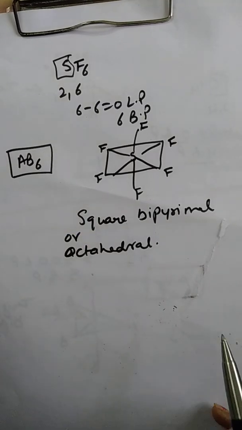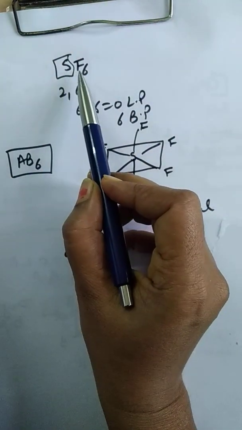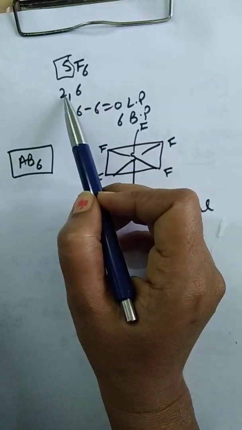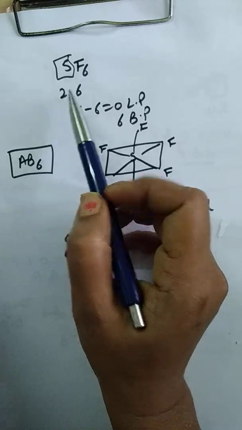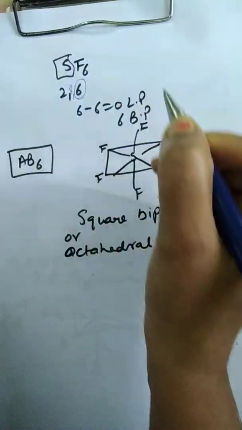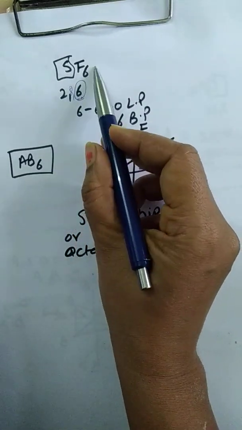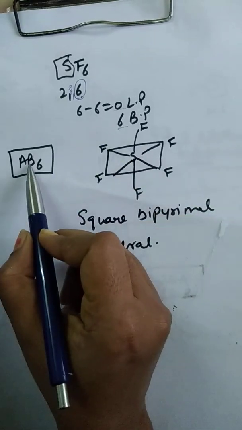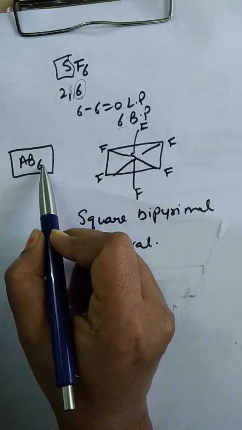Next molecule we are going to learn is sulfur hexafluoride. Sulfur is the central atom, atomic number 16, with outer electronic configuration 6. So 6 bonds will form with 6 fluorines: 6 bond pairs, 0 lone pairs. Hence it is an AB6 type of molecule.